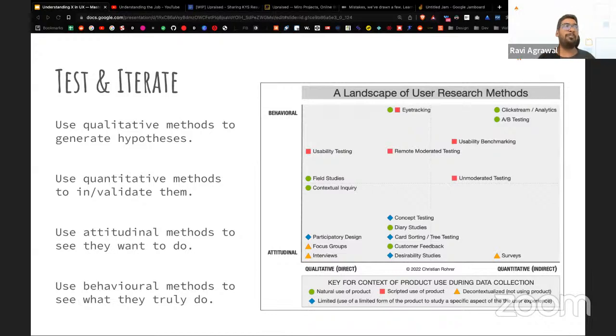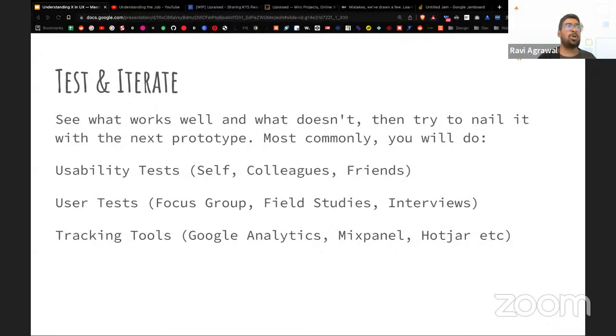Now, I won't go into the depth of each one of these research methods, but I wanted to give you a landscape of what the world of testing looks like and what you can do. To begin with, the most commonly used testing methods can be bucketed into three things, which is usability tests. You can create a prototype and self-test whether things are usable or not. You can test it with your colleagues. You can test it with your friends. That is where usability testing stops.